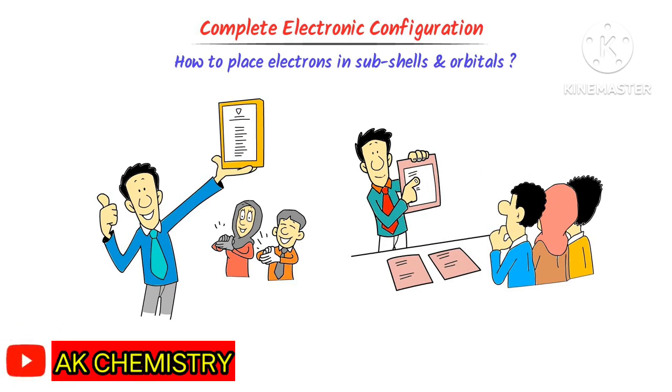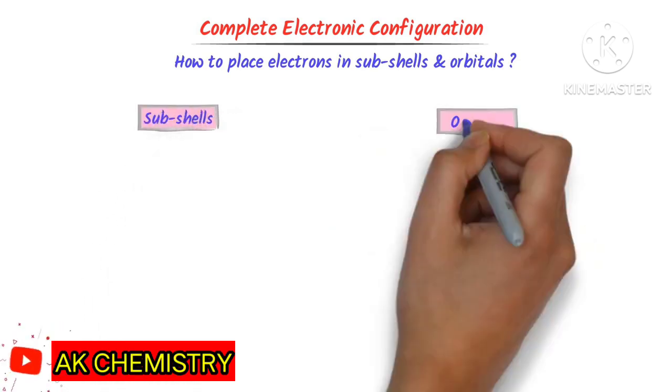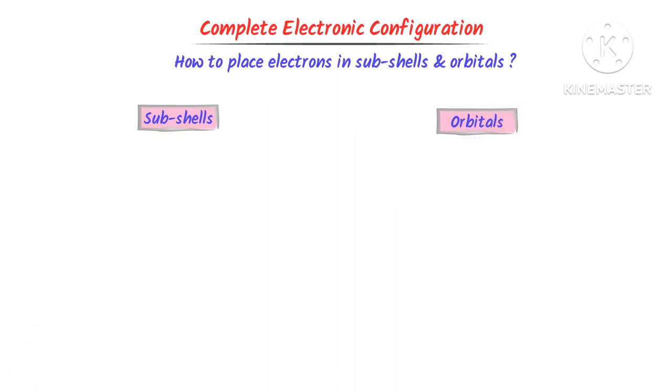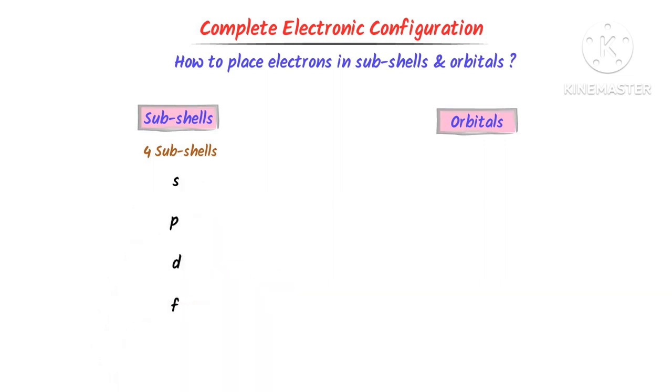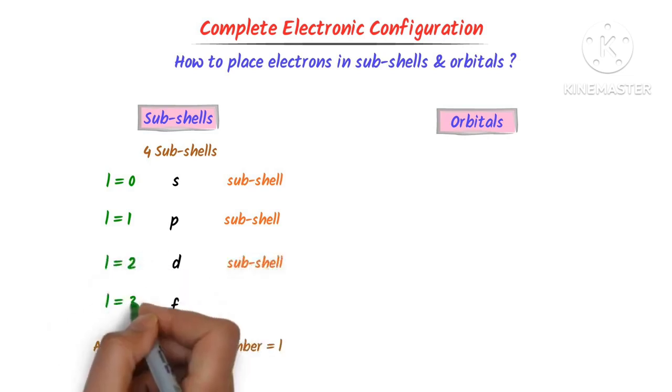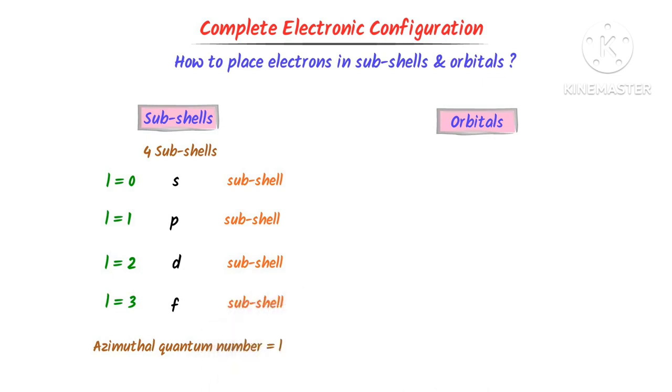Firstly, let me teach you some key concepts like subshells and orbitals. We know that there are 4 different subshells like SPDF. Remember that we represent subshells by azimuthal quantum number L. For example, when L is equal to 0, it is S subshell. When L is equal to 1, it is P subshell. When L is equal to 2, it is D subshell. When L is equal to 3, it is F subshell.